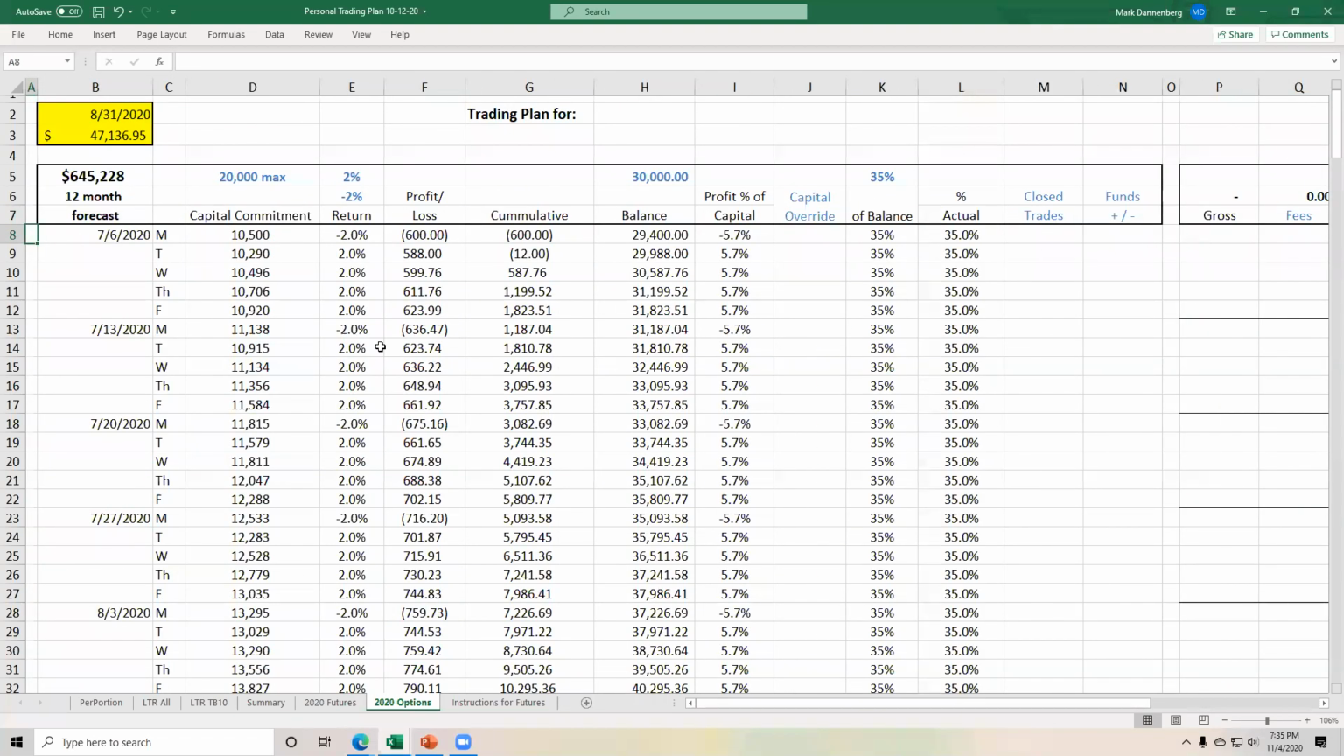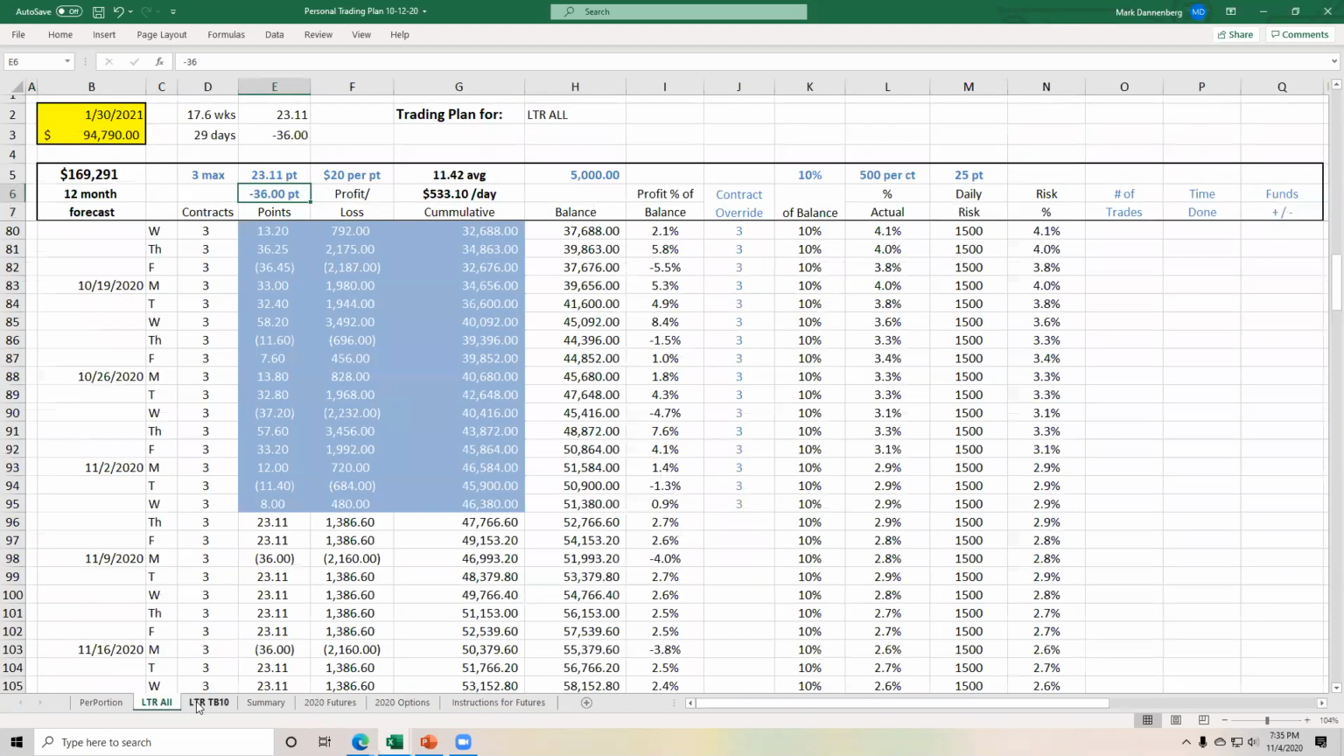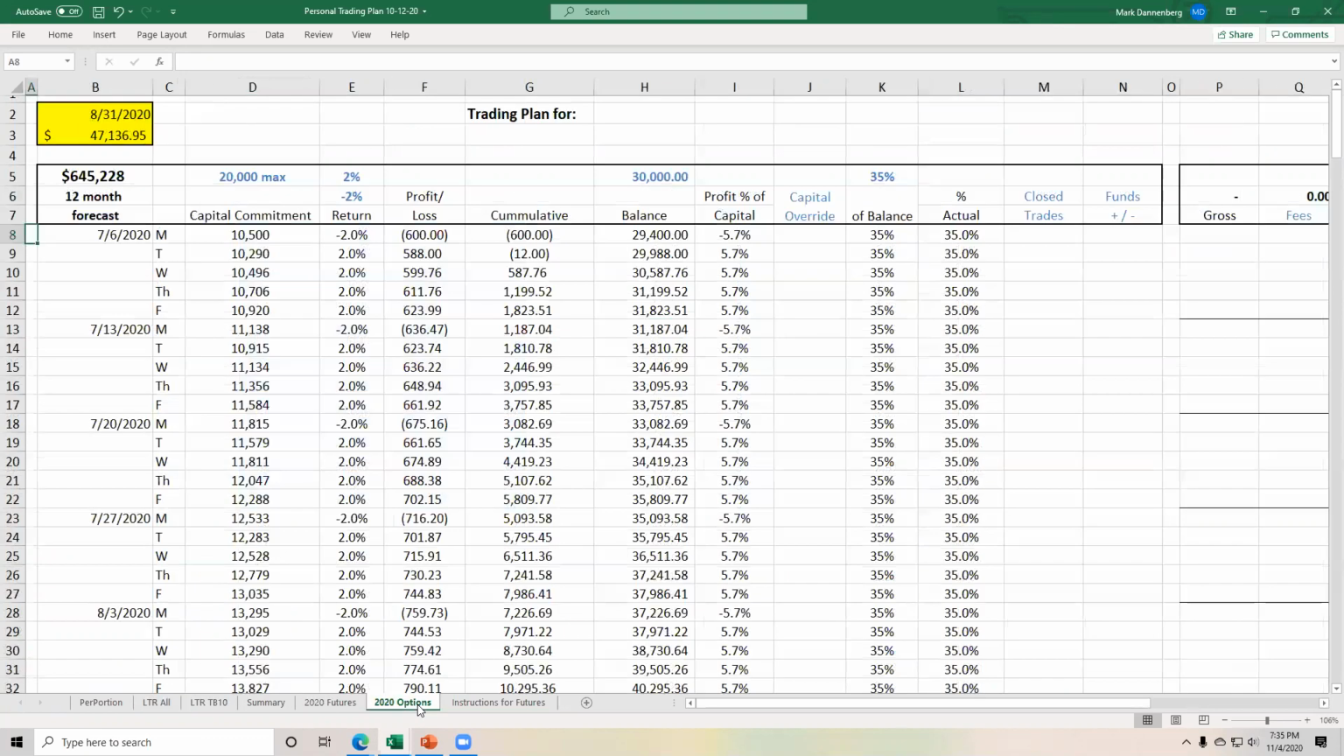We've not been displaying that for our community because we're not consistently trading options. We're sporadically trading some options. We were trading options at the beginning of the year, and we're primarily trading futures at this point. If you have the personal trading plan, though, all the instructions that you need to use the options tab are embedded in the trading plan.